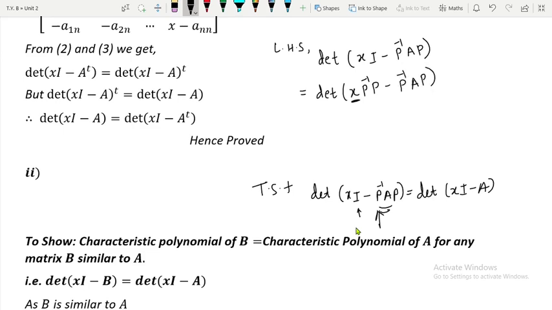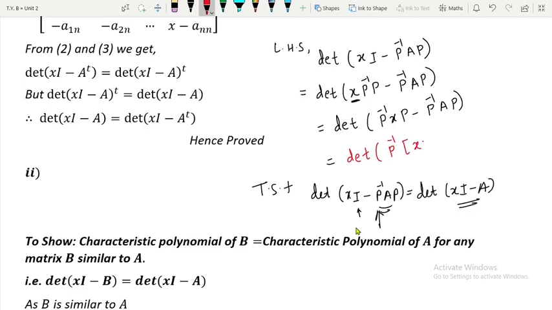Now since this x is a scalar, it can be shifted anywhere. This can be written as determinant of P inverse xI P minus P inverse AP. Now since we have to approach determinant of xI minus A, this can be further written as determinant of, I will take P inverse common from the left hand side and P common from the right hand side. So what will be left out inside? xI minus A, and outside is P. You just cross verify it, you will understand it.